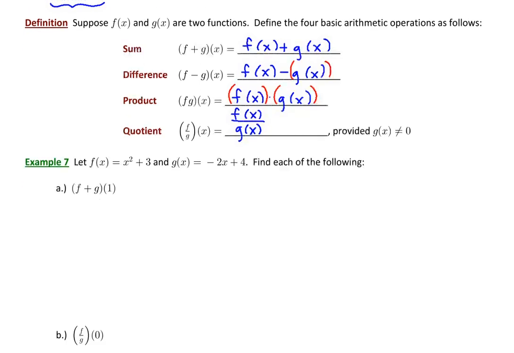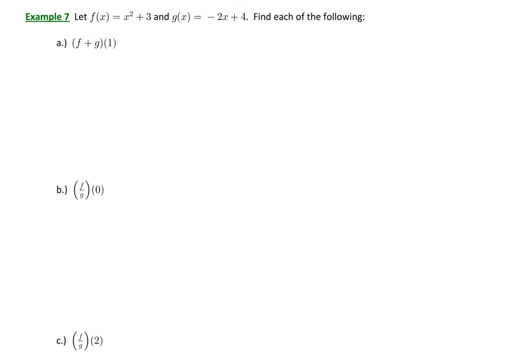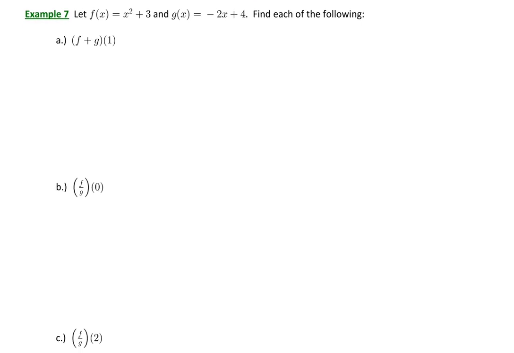Let's give this a try on example 7. We're going to begin with two functions. f of x equals x squared plus 3, a quadratic function, and g of x equals negative 2x plus 4, a linear function. Find each of the following. First, we want to evaluate f plus g of 1. So we're working on a sum, and notice our argument is equal to 1. So we're going to expand this into the two individual functions. That is, we want to evaluate f of 1 and add it to g of 1.